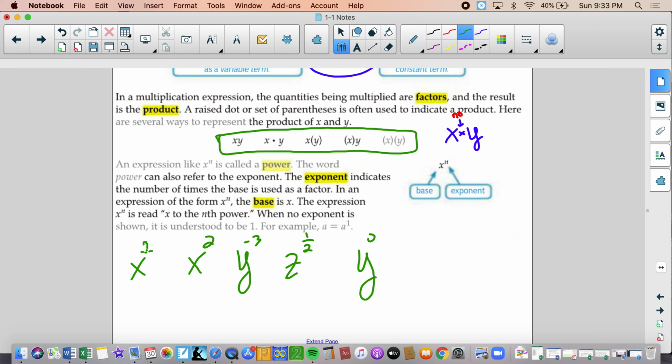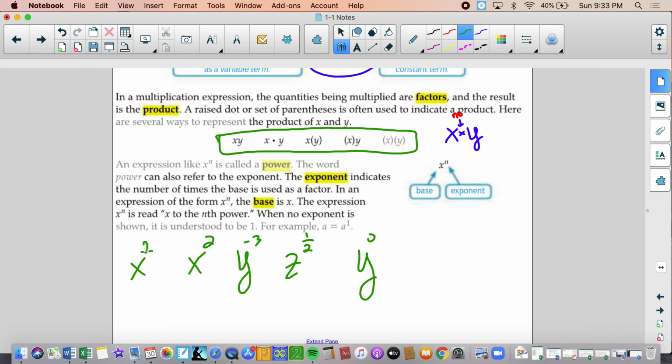So again, when we see x to the second, that equals x times x. This is the base. That's what we're multiplying times itself. And then the exponent or the power tells us how many times we're going to multiply it. So we're multiplying x times itself 2 times. So when we have z to the 4th, my base is z. So, I'm going to multiply that base times itself 4 times.